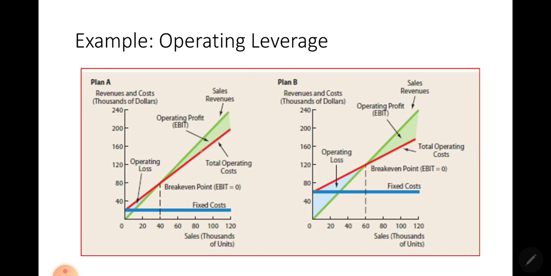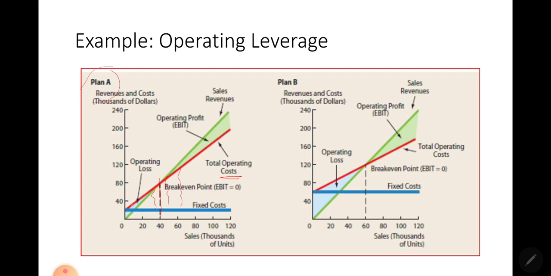The red line is the total operating cost, because variable costs are added to the fixed costs over here. The difference over here, this difference is all representing the variable cost. As the units of production increase, so does the variable cost. So as your variable cost increases, your total operating cost increases. Now if you look at plan A, the plan A is going to break even at 40,000 units.